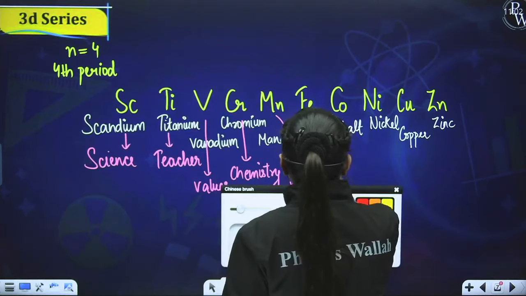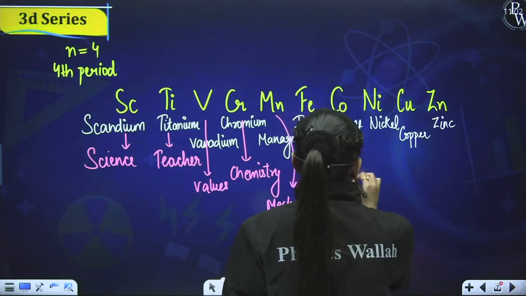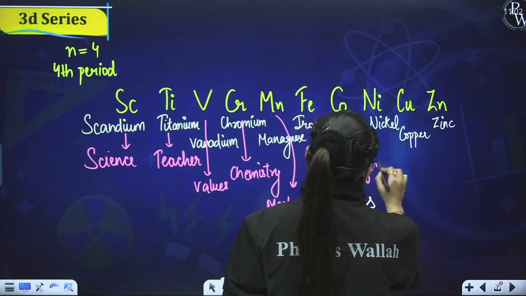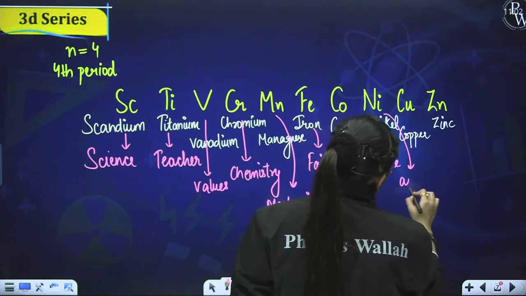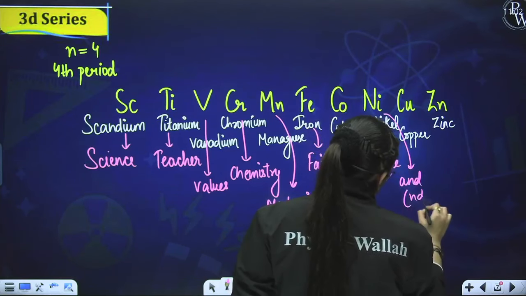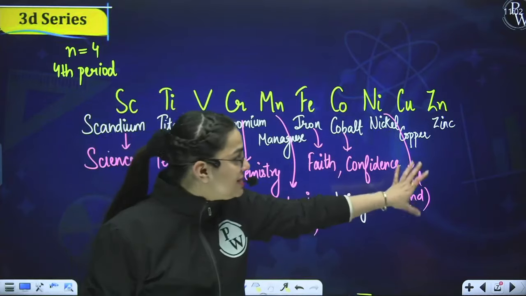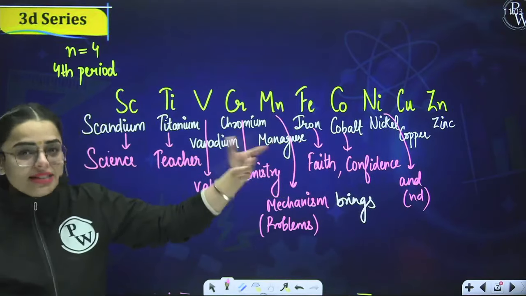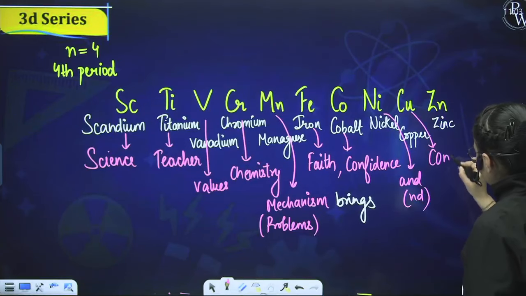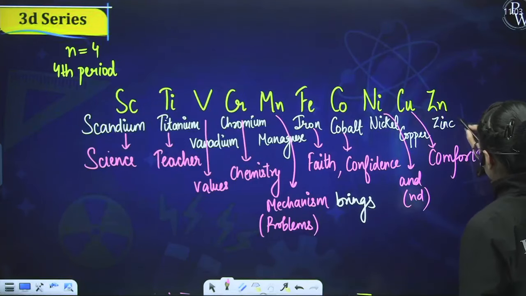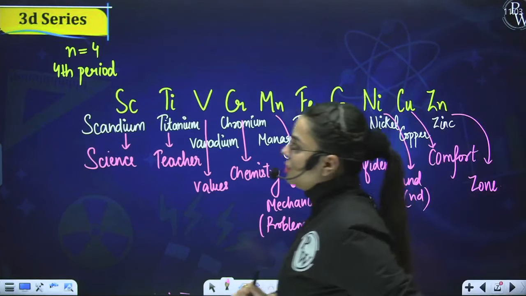It brings faith. From FE, it's faith. From CO, it's confidence. It brings faith, confidence. From NI, it's and. Basically, and is A and D, so I'm writing ND over here so that you can remember. It brings faith, confidence, and. Now from CU and ZN, it brings confidence, faith, and. CU is comfort, zone. From ZN, it's zone. So this is basically the short trick for the 3D series.